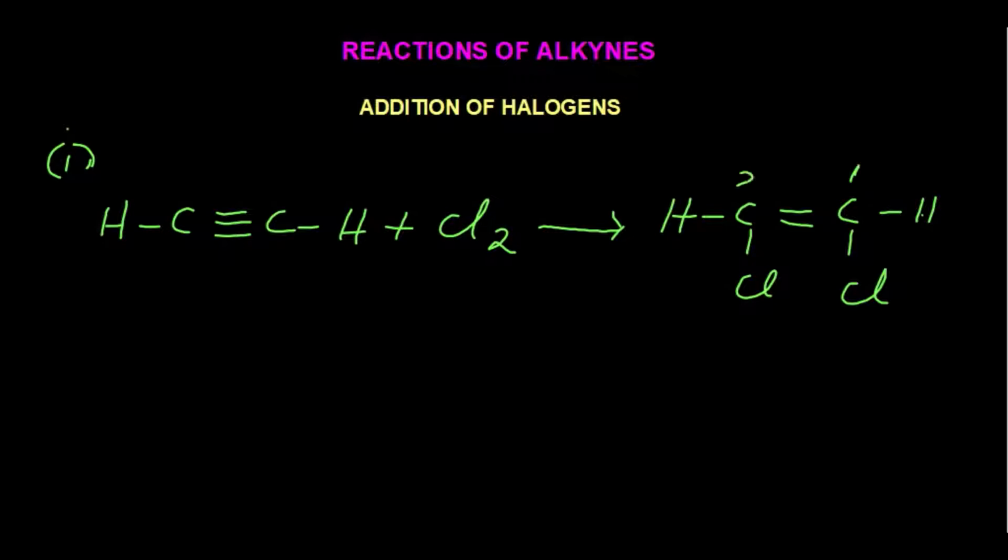So the name of the product will be 1,2-dichloroethene. Students, still there is a double bond between 2 carbon atoms, right students? So it can add one more molecule of chlorine. Now we will see what is the next step of the reaction.